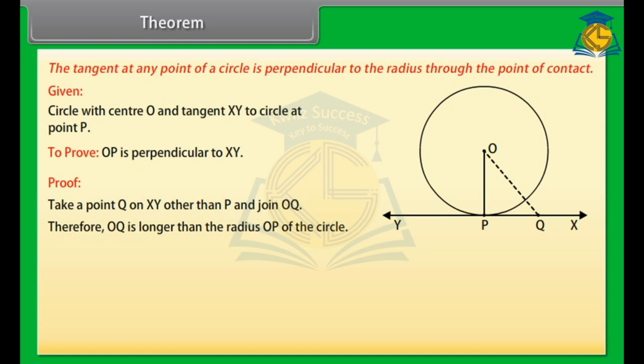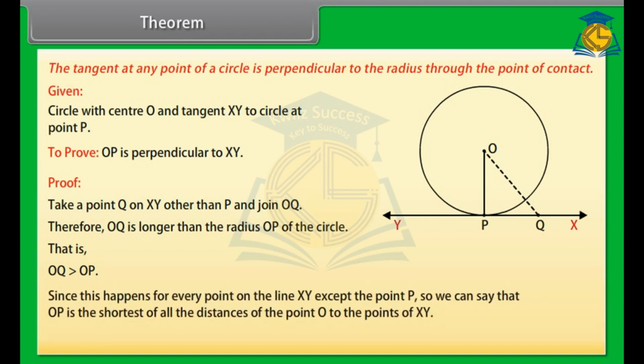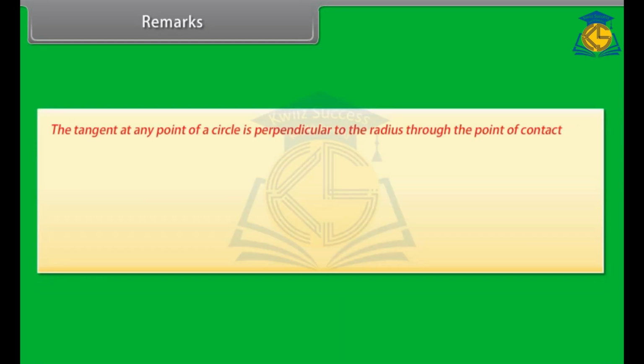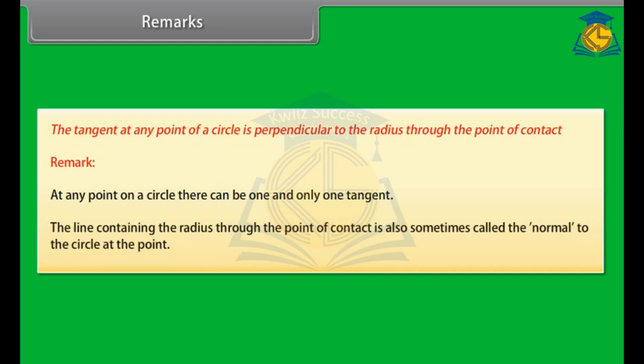Therefore, OQ is longer than the radius OP of the circle. That is, OQ is greater than OP. Since this happens for every point on the line xy except the point P, so we can say that OP is the shortest of all the distances of the point O to the points of xy. Hence, OP is perpendicular to xy. Remarks. From this theorem, we can also conclude that at any point on a circle, there can be one and only one tangent. And the line containing the radius through the point of contact is also sometimes called the normal to the circle at the point.